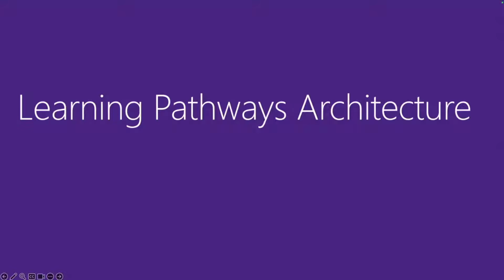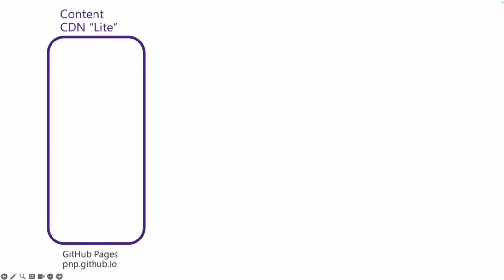So here we're going to start with the architecture. We start with what I call the Content CDN Lite. Essentially, we're using GitHub Pages to surface up a series of JSON files that help with the configuration of the application and the delivery of all the content.